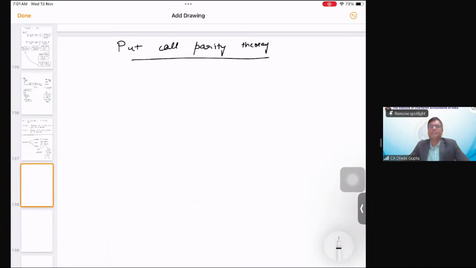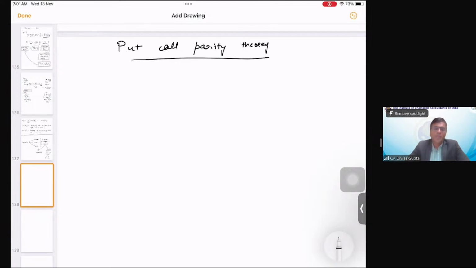Now students, in this theory, we will be deriving some conclusions. We will be understanding how the value of a call option is linked to the value of the put option on the similar underlying, and how market forces make those prices equal.